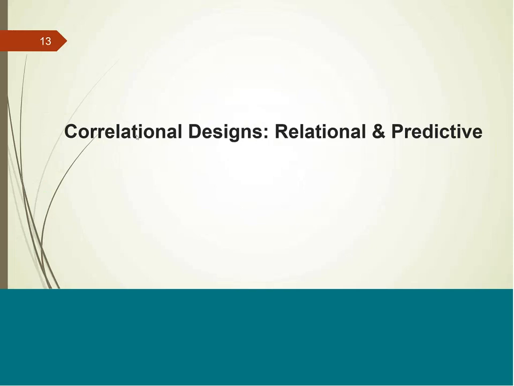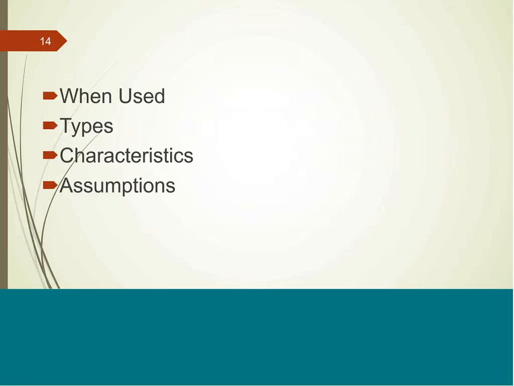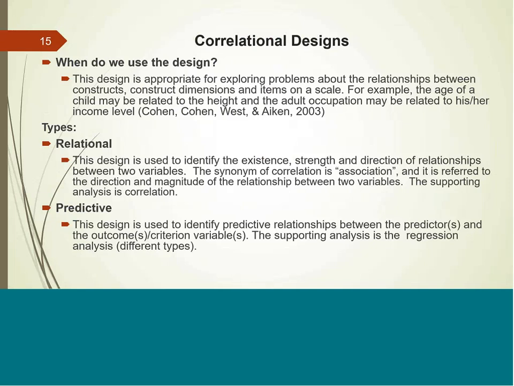It's always a technicality. Anyways, let's talk about correlational designs, two types, relational and predictive: when used, the types, characteristics, and assumptions. So when do we use the design? It's appropriate for exploring problems about relationship between constructs, construct dimensions, and items on a scale.